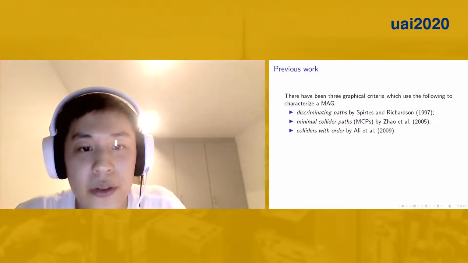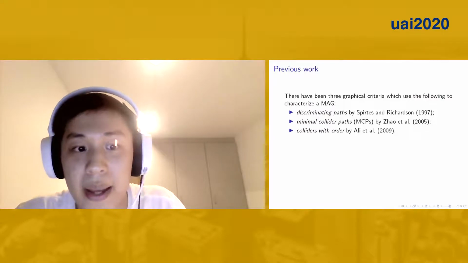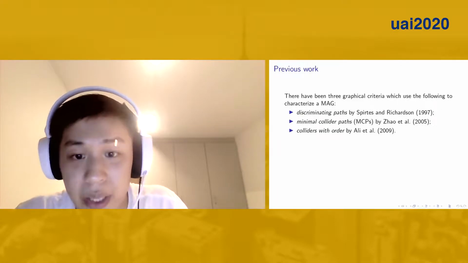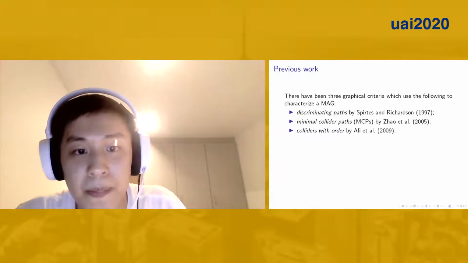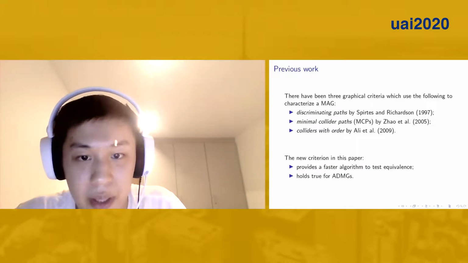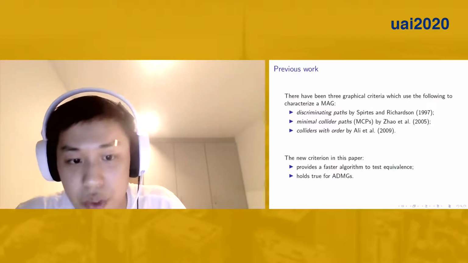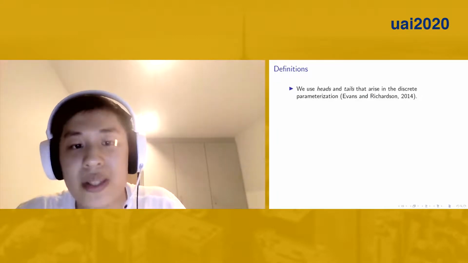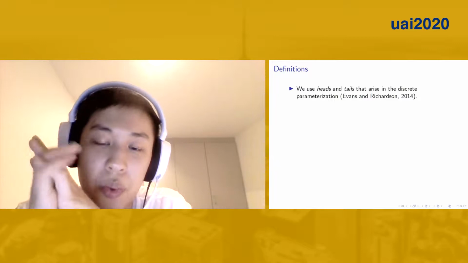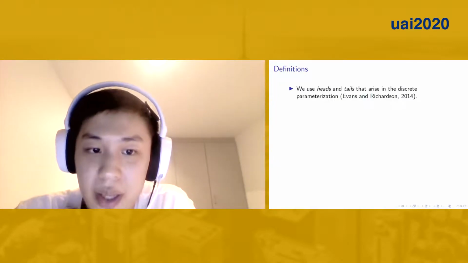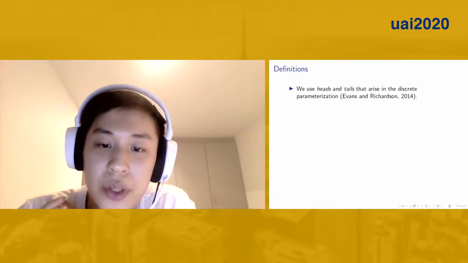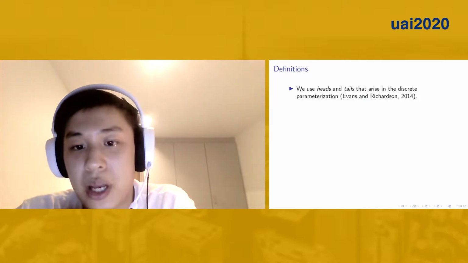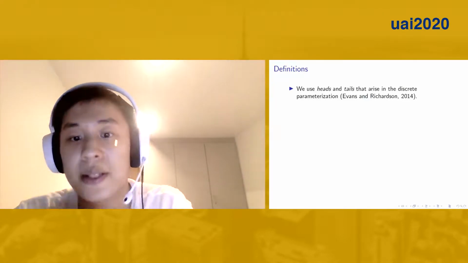There have been three graphical criteria used to characterize equivalence of MAGs: discriminating paths, minimal collider paths, and colliders with order. Only the last one provides a polynomial time algorithm. The new criterion in our paper leads to a faster algorithm, and it also holds true for ADMGs. The reason we study the criterion of equivalence between two graphs is, firstly, we can understand the graph better, and also it is essential for structure learning because we can never distinguish two graphs in the same equivalence class without any further assumption if we just use independence tests.